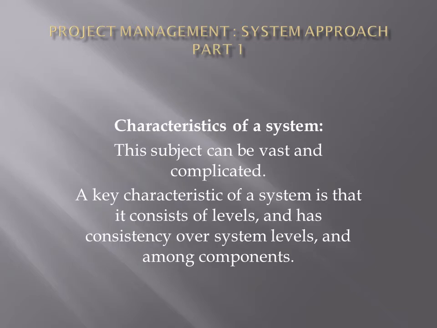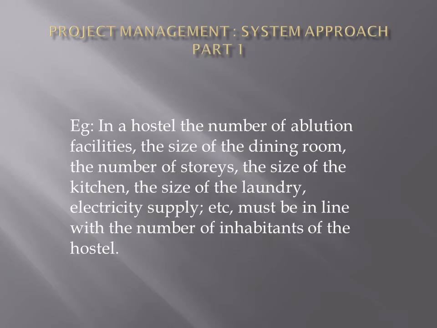Characteristics of a system. This subject can be vast and complicated. A key characteristic of a system is that it consists of levels and has consistency over system levels and among components. Example: in a hostel, the number of ablution facilities, the size of the dining room, the number of stories, the size of the kitchen, size of the laundry, electricity supply, etc., must be in line with the number of inhabitants of the hostel.